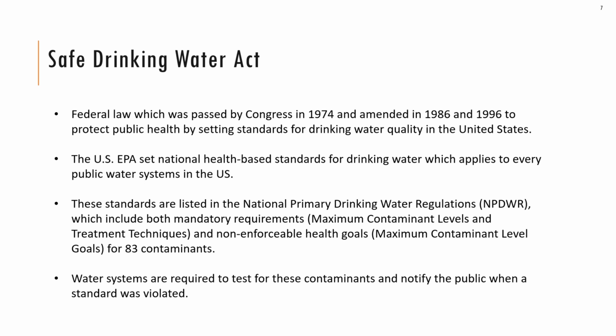So these standards are listed under the National Primary Drinking Water Regulation, which provides a list of regulated contaminants, their maximum contaminant levels, which are the highest level of a contaminant that is allowed in the water, a maximum contaminant level goal, which are non-enforced health goals that provide adequate safety that water systems should try to aim for, and treatment techniques, which are required processes to reduce the level of contaminants in the public water supply.